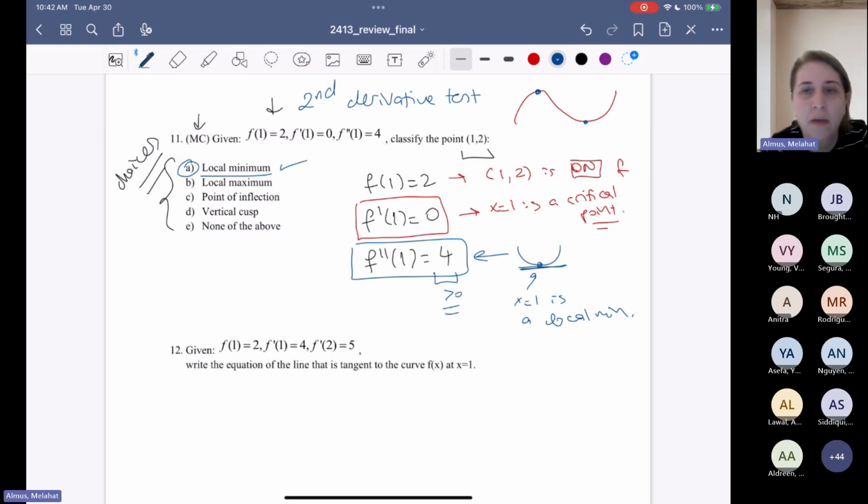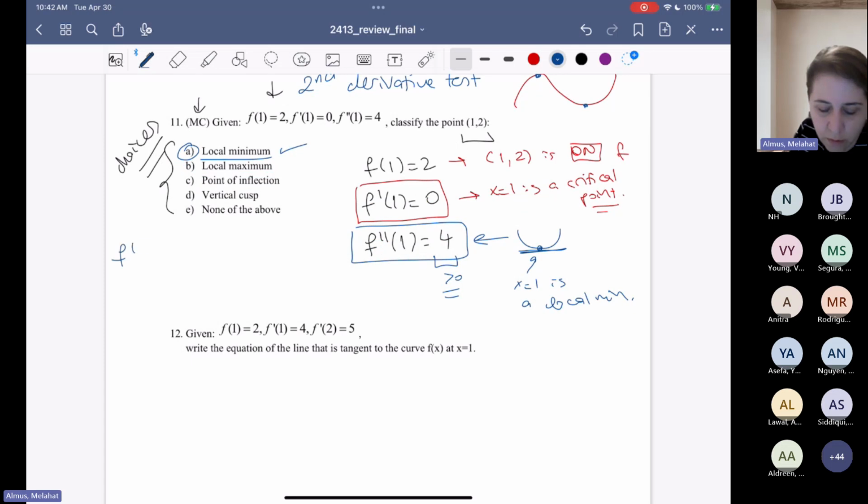How does it work? You take a critical point, you plug it in the second derivative. If you get a positive number, the critical point is a local minimum. If you get a negative number in the second derivative, the critical point is a local maximum. We practiced this before. All right. But it only works on the critical points, okay? Don't misuse it. Look at the positive or negative and decide.